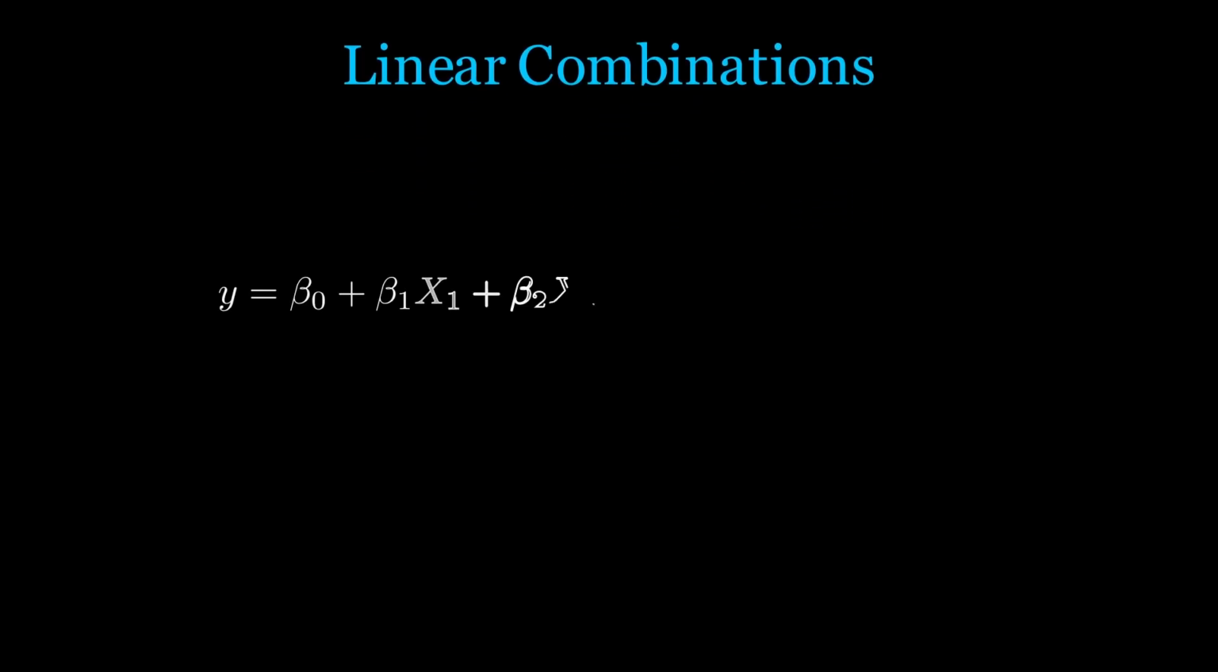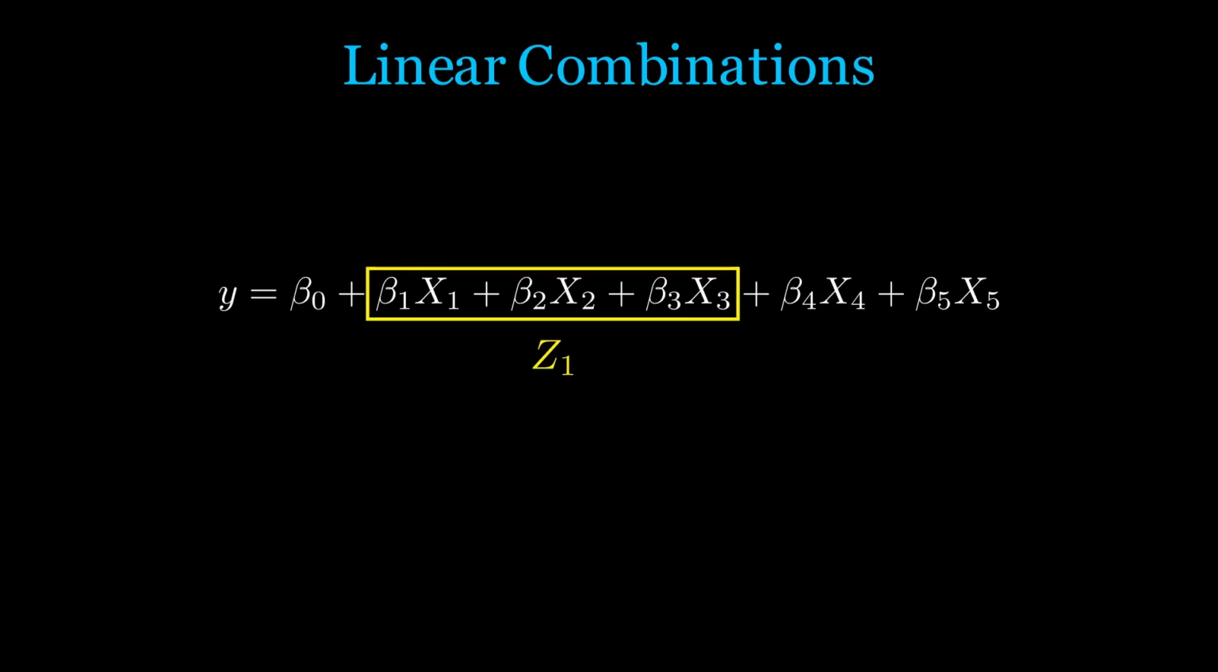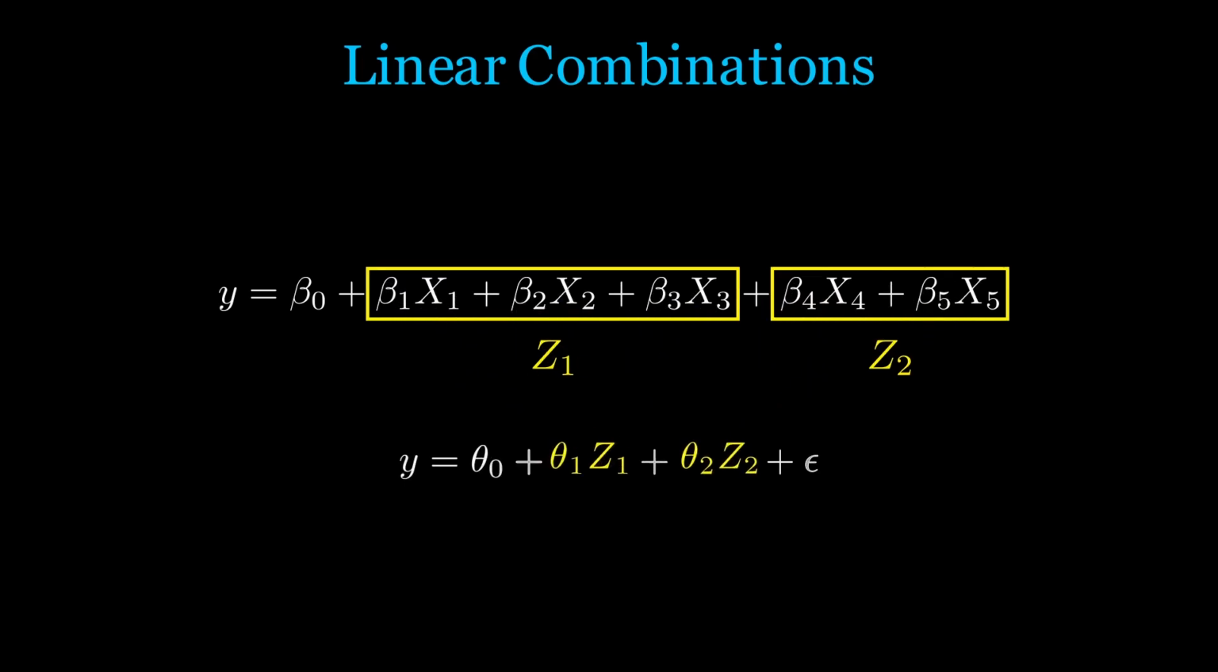Let's look at an example of how we combine these variables. Consider a standard regression equation with 5 distinct predictors. We can merge these down into a new equation with fewer predictors. For instance, combining the first 3 into a new variable we'll call z1 and the last 2 into z2. This results in a much simpler linear regression model using our new transformed variables.